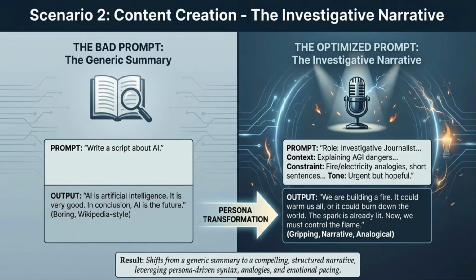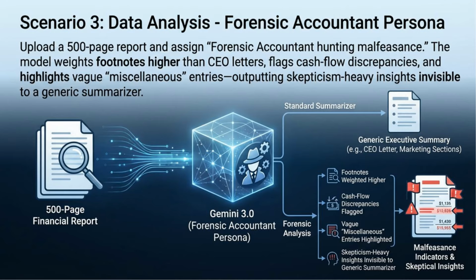Scenario 3. Data analysis. Gemini 3.0 has a massive context window, up to 2 million tokens in some configurations. You can upload a 500-page financial report. The bad prompt. Summarize this PDF. You'll get the executive summary that's already on page 1.